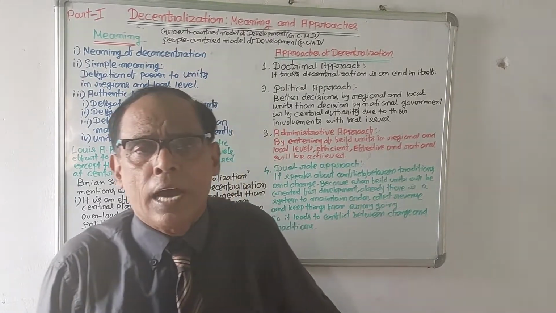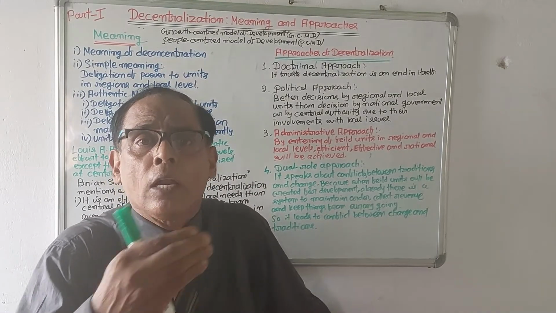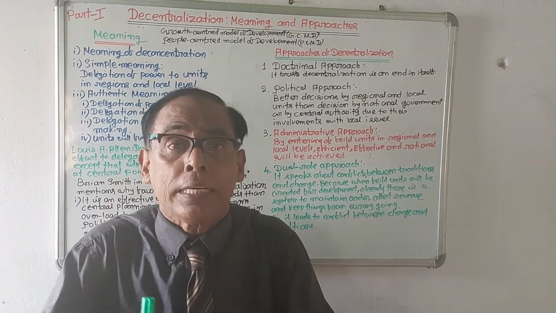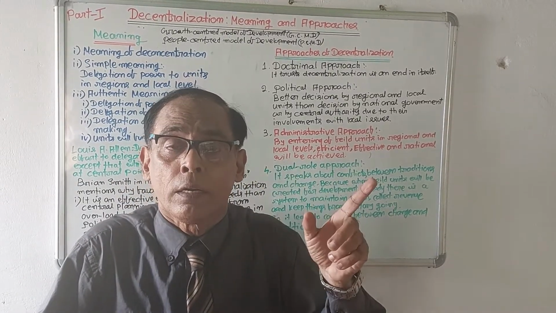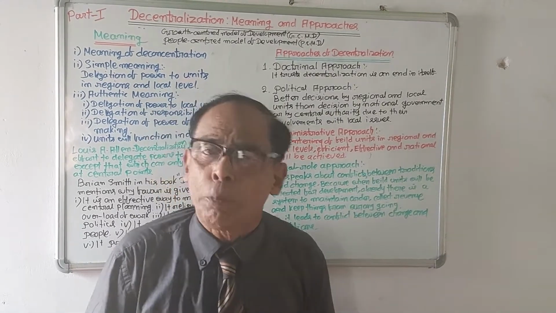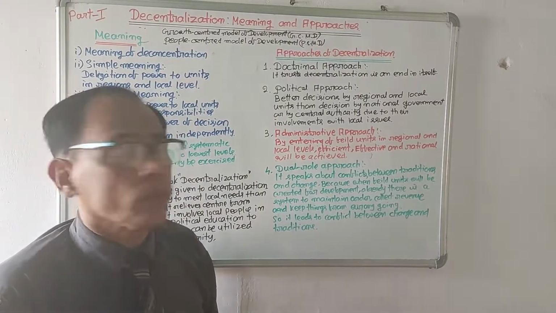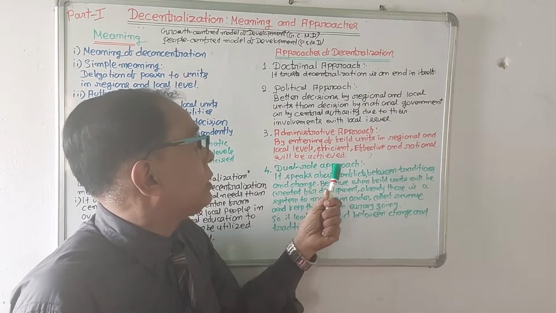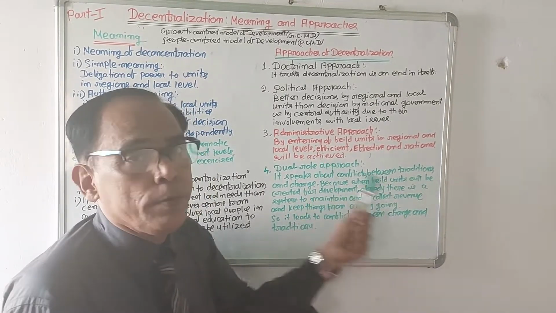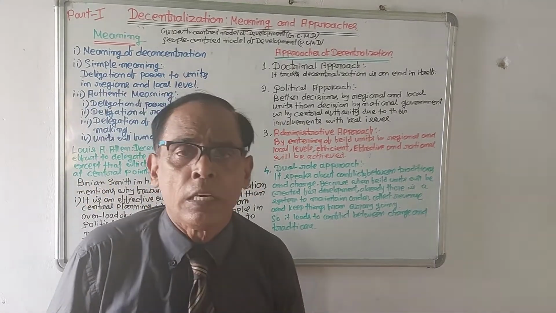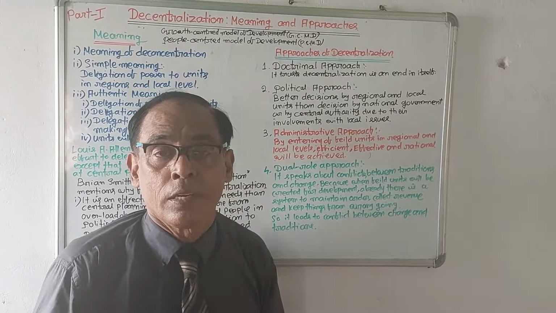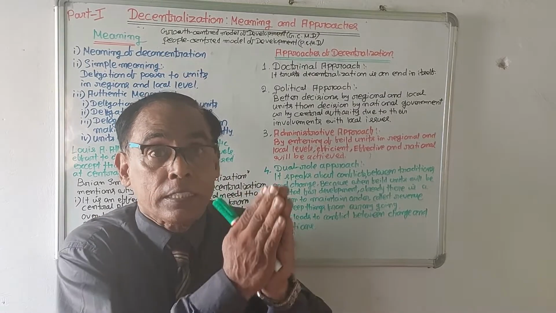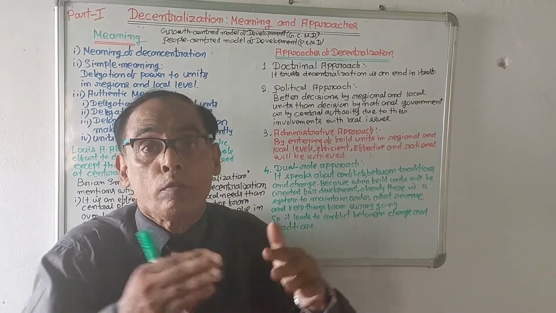So political approach speaks that if regional and local governments will take decisions for the regional sphere, as they are associated with these problems, they can take better decisions than the central government for local issues. This is political approach. Number 3, administrative approach. It speaks that by creating field units at regional and local level, efficiency, effectiveness and rationality will be achieved. Administrative approach speaks that if field units will be created, if governments will be created at regional and local level, then efficiency, effectiveness and rationality will be maintained.